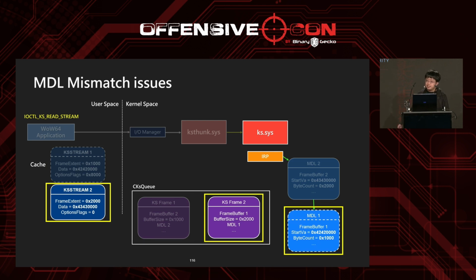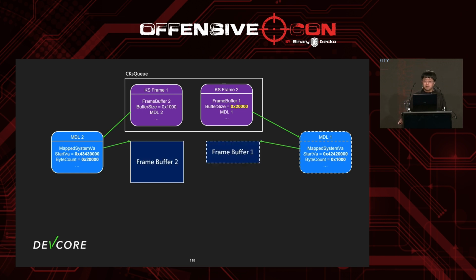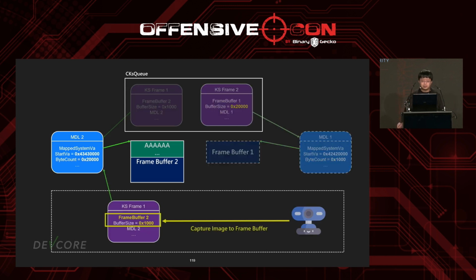While the second case string header gets linked to the MDL of the first frame. What is the actual impact? Now let's walk through the detail and answer the question step by step. As you can see, each case frame created by case is mapped to its corresponding MDL. The frame buffer for each frame is the system VA from the associated MDL.